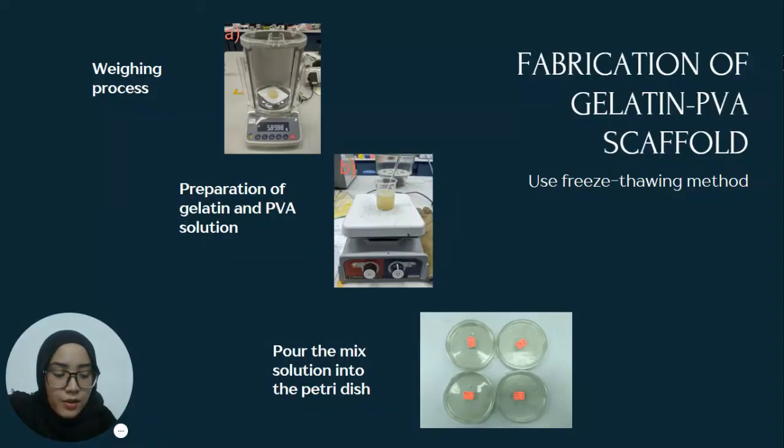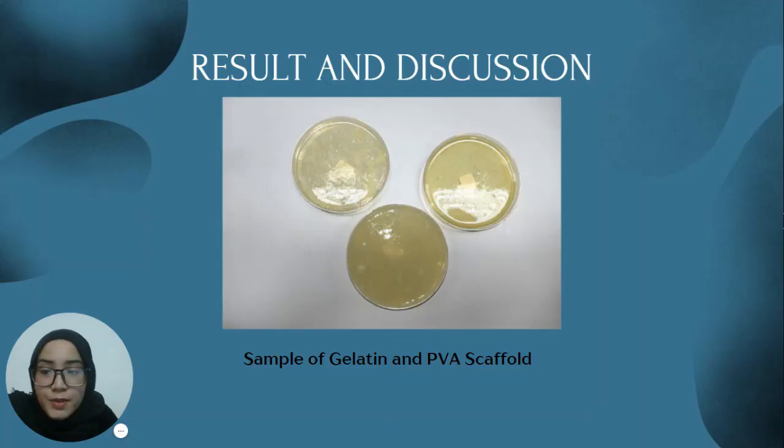Here is the step-by-step of the experiment that I have conducted. First, the weighing process. Second, preparation of gelatin and PVA solution. Third, pour the mixed solution into the petri dish. And this is the sample of gelatin-PVA scaffold after I took it out from the freezer.